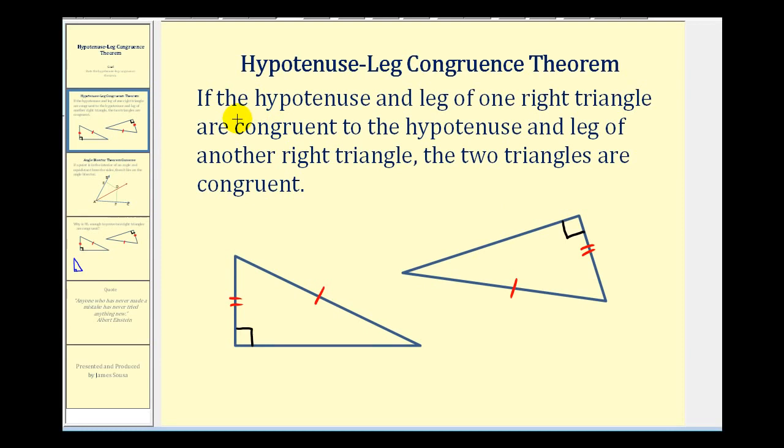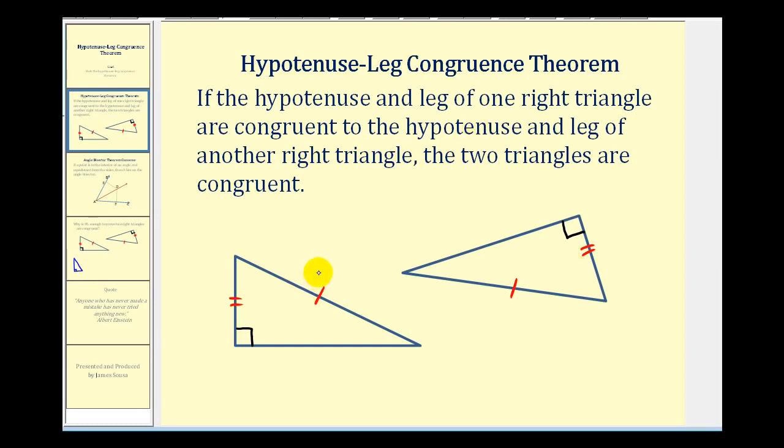This theorem tells us that if the hypotenuse and leg of one right triangle are congruent to the hypotenuse and leg of another right triangle, then the two triangles are congruent. So if we have two right triangles, and that's important to remember because this only applies to right triangles, and the hypotenuse of one triangle is congruent to the hypotenuse of another, as well as a corresponding leg, then the two right triangles are congruent.